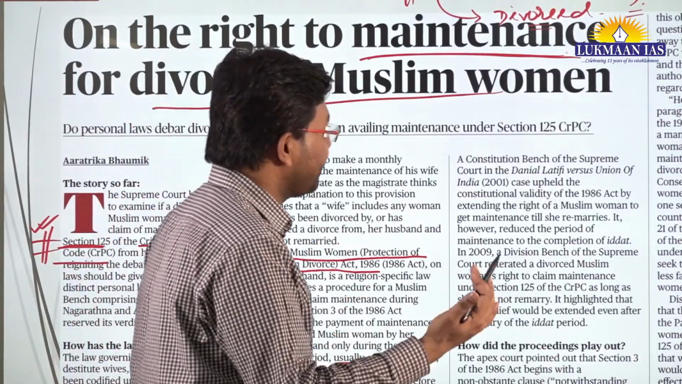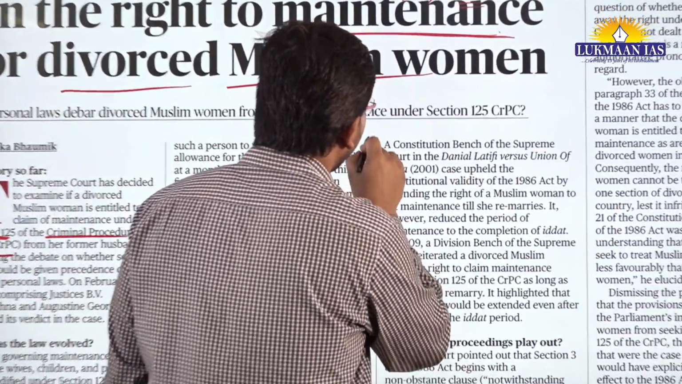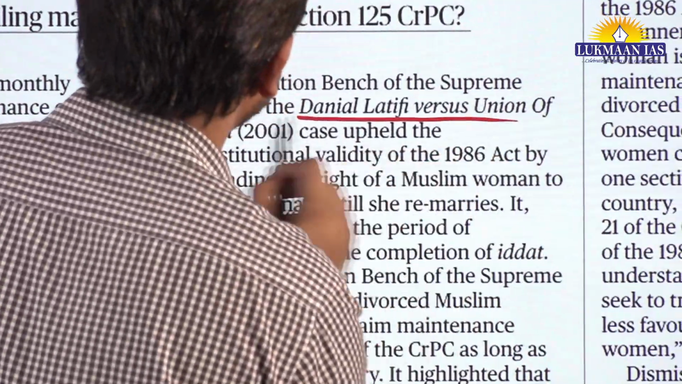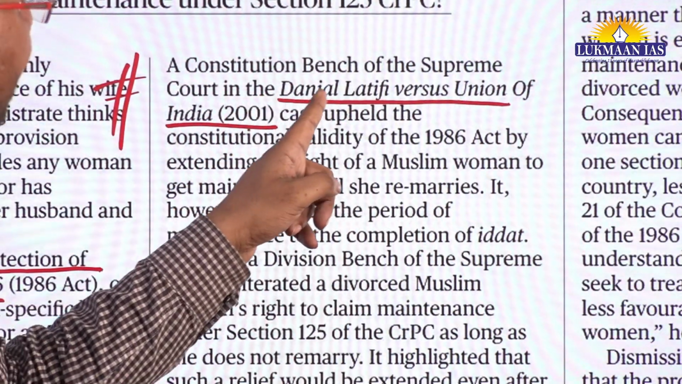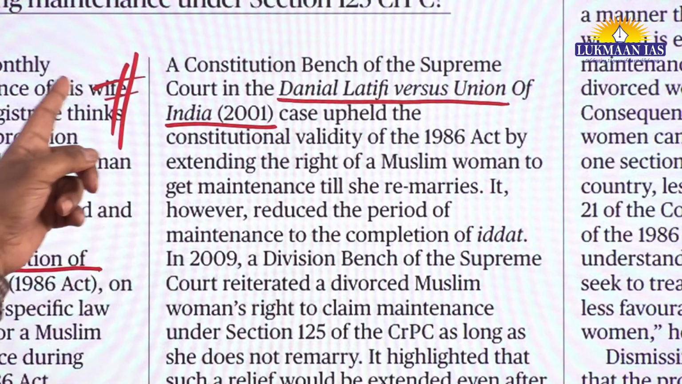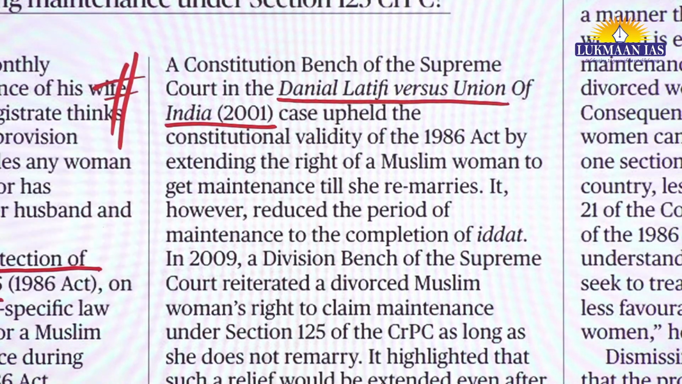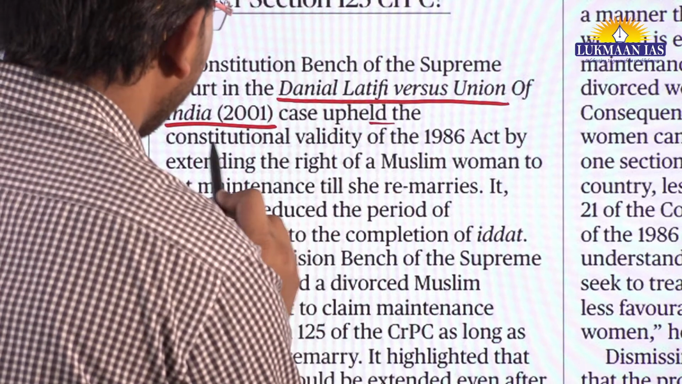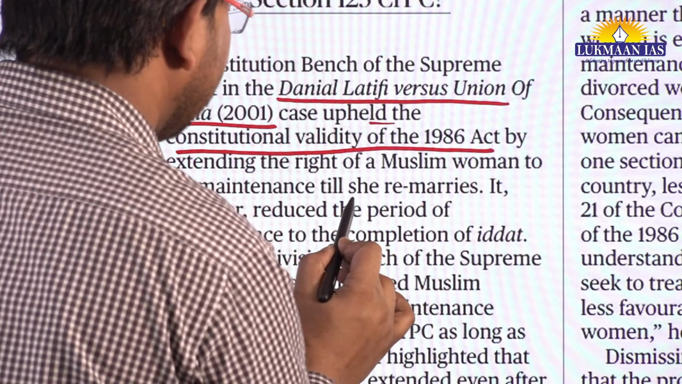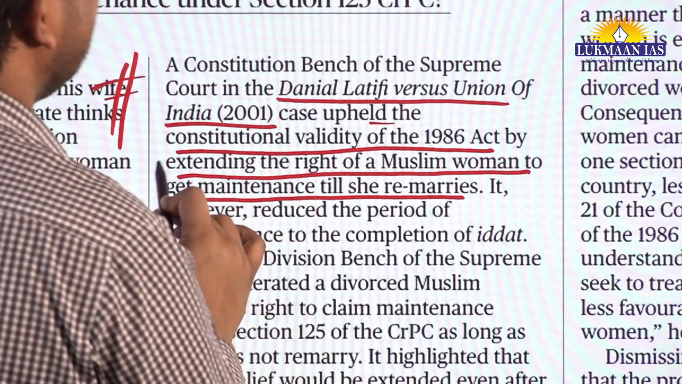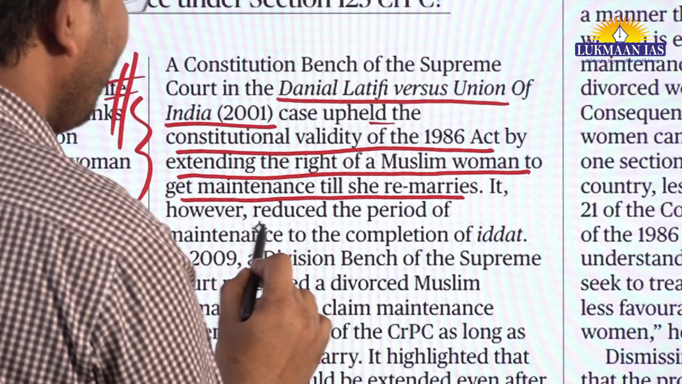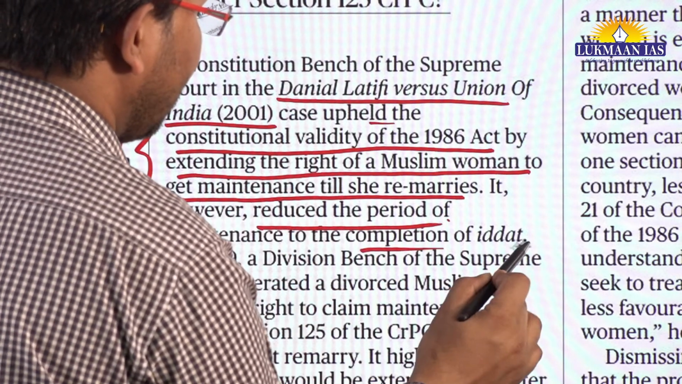In 2001, the Supreme Court of India gave a judgment, and the name of that case is Danial Latifi versus Union of India, 2001. In this case, the Supreme Court of India upheld the constitutional validity of the 1986 Act by extending the right of a Muslim woman to get maintenance till she remarries. However, it reduced the period of maintenance to the completion of iddat.